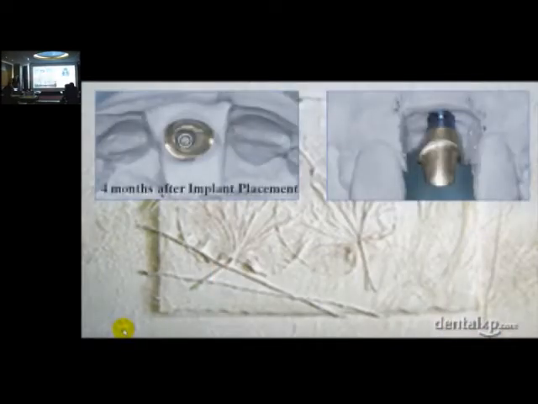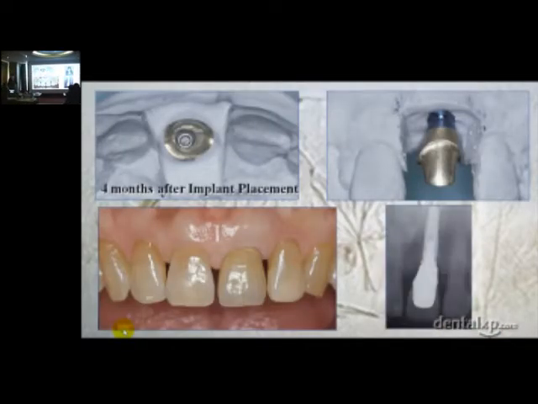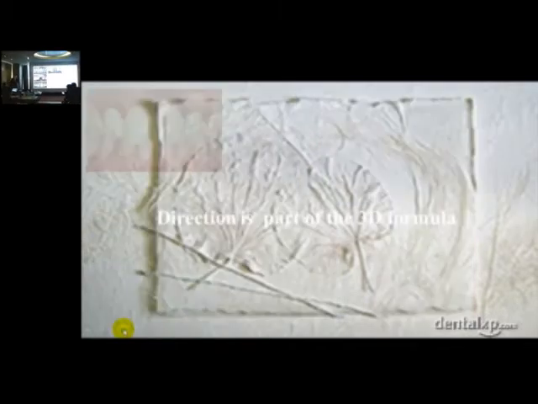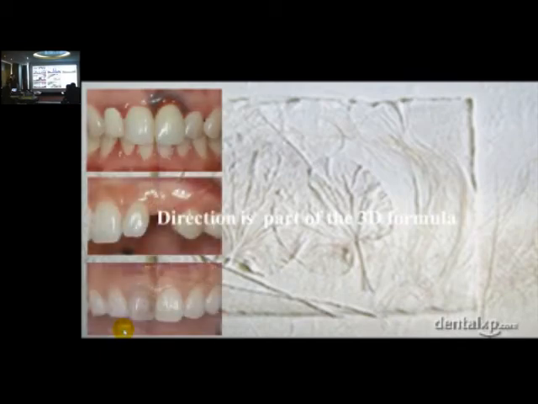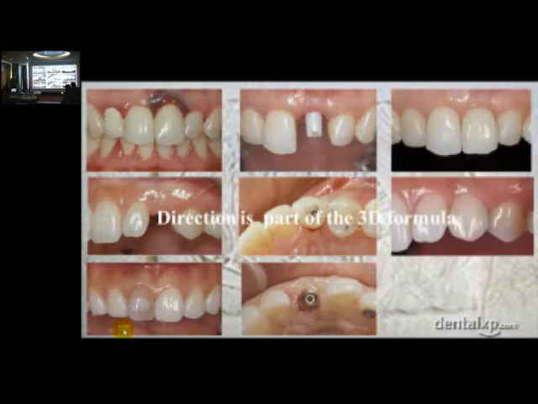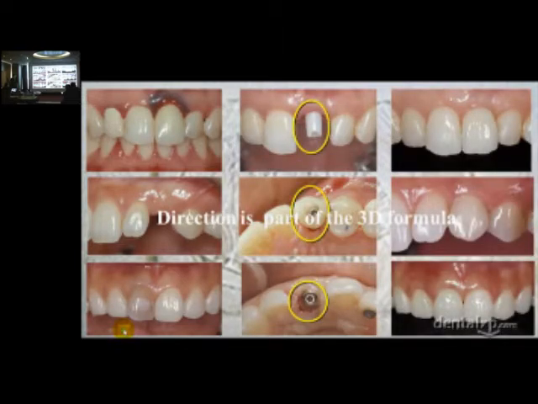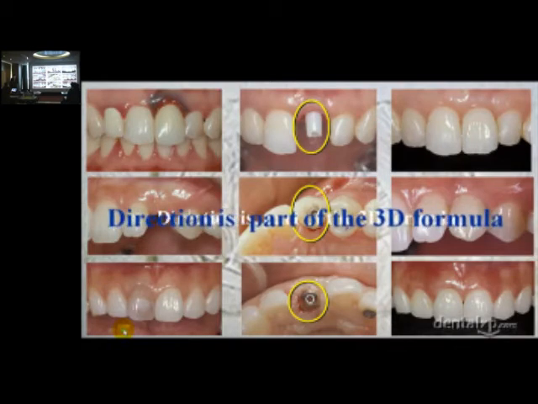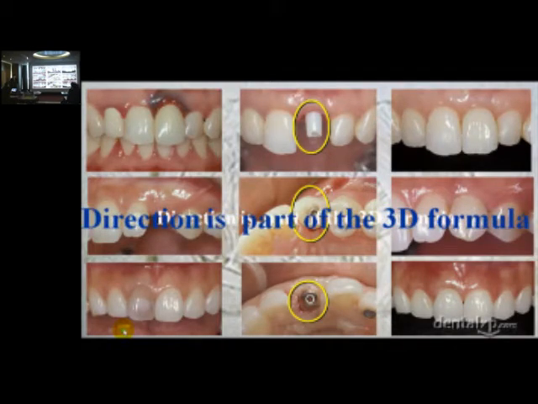This slide shows the final result and periapical X-ray. These three cases are examples of the condition at the first examination. Here you can see the implant direction is not inclined buccally. Therefore, in my opinion, it is very important that direction is part of the 3D formula for a successful aesthetic outcome. Especially, the axial direction is important for immediate implant placement into an extraction socket.